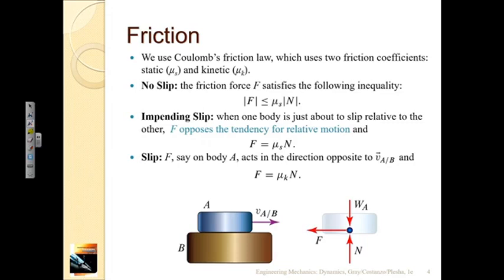We've got mg going down, normal force, and I've got this static friction trying to hold back, force of friction. And at impending slip, we've got our frictional force is equal to mu static times N.